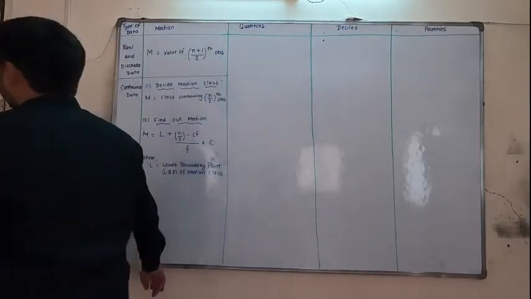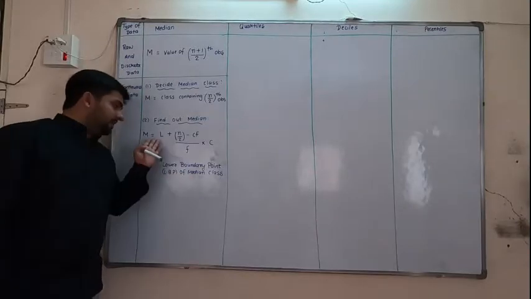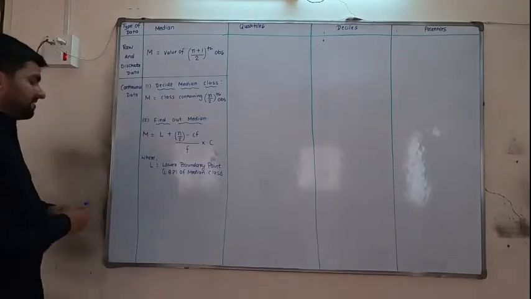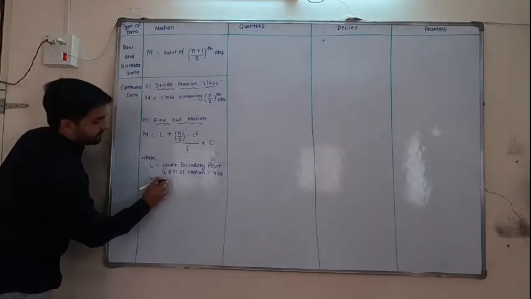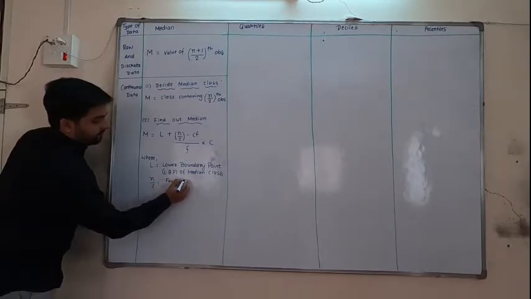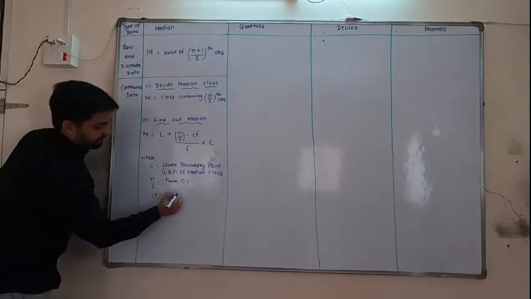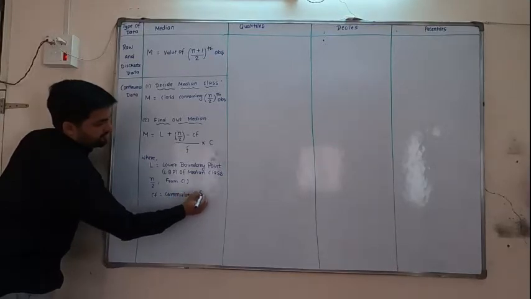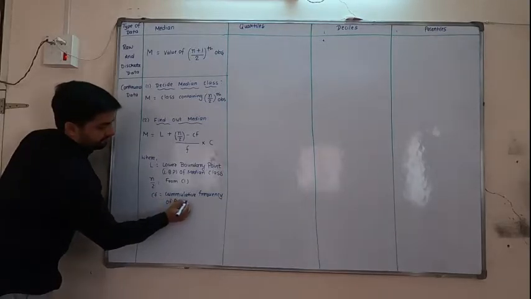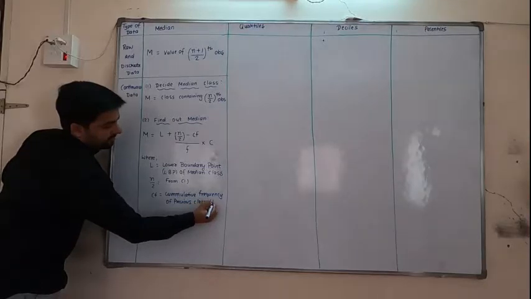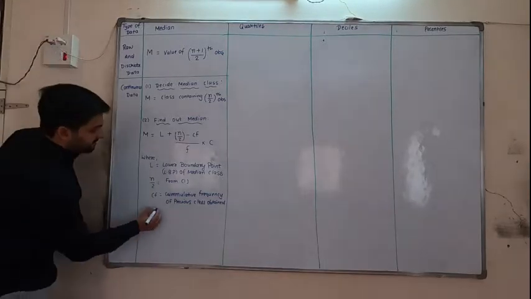So if in the question the classes are inclusive, then first you need to convert them exclusive, but not all the class, only the median class. Okay, nothing else. Don't convert the whole limit. N by 2 from 1, what we are getting the value? CF is cumulative frequency of previous class obtained. The class which we have decided, the previous class cumulative frequency.